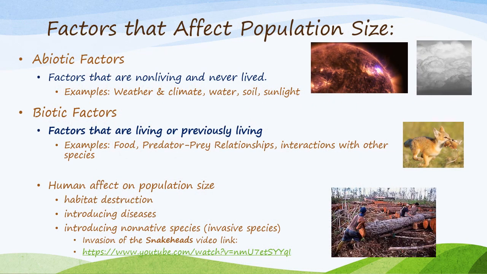So other things that play a role in our ecosystem are abiotic and biotic factors, and I think we've already talked about these before, but just to remind you, because you had to do them in your digital notebook, abiotic factors are non-living and never live. An example is weather, climate, water, soil, sunlight. And biotic factors are factors that are living or previously living, which are your food, predator-prey relationships, interactions with other species.